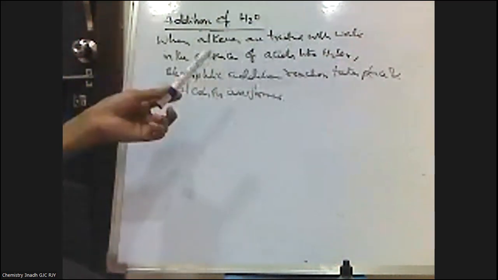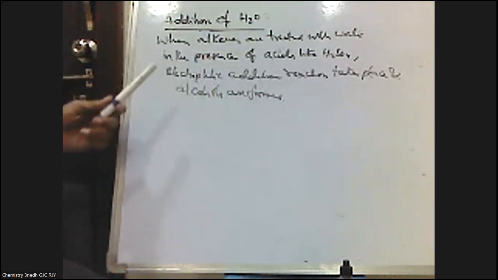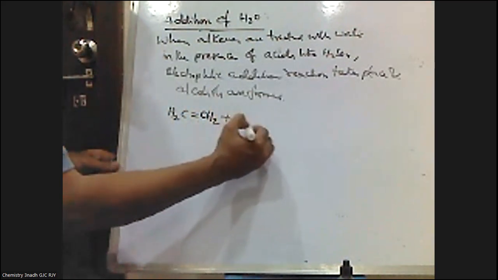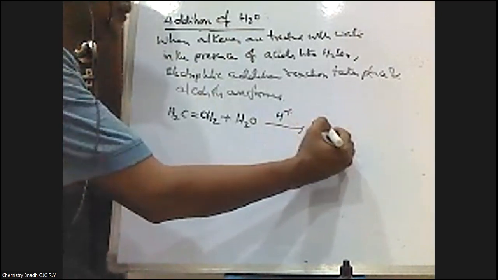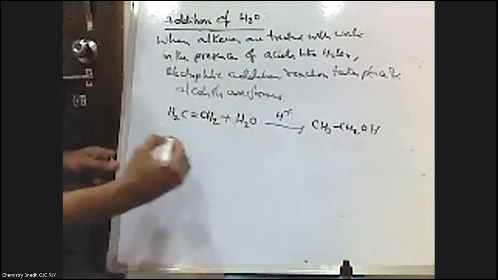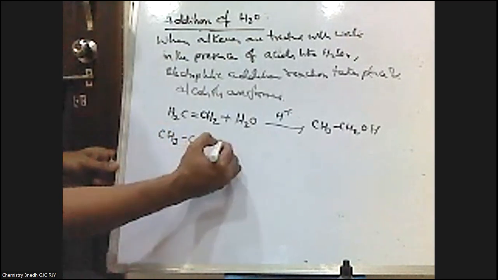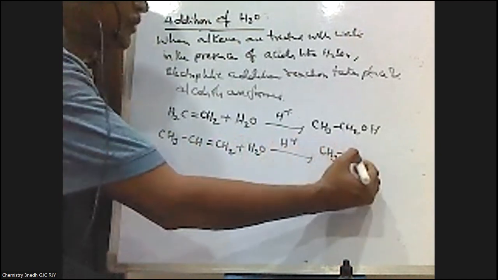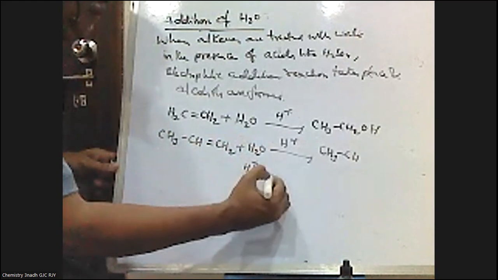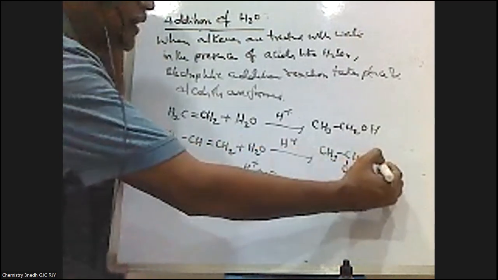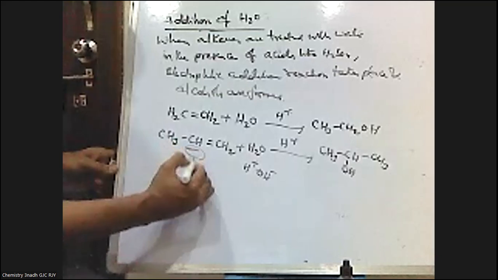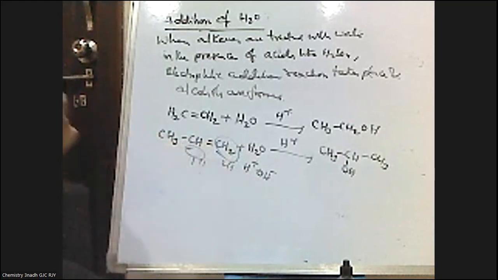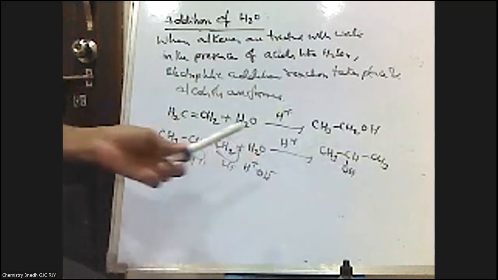If it is a symmetrical alkene, there is no question. If it is an unsymmetrical alkene, again here also the product will be formed according to the Markovnikov rule. So here also CH3, CH2. If it is an unsymmetrical alkene, what will we get? CH3. The positive part here is H plus and OH minus. The negative part attacks the carbon having less number of hydrogens. Here there is only one hydrogen, here we will have two hydrogens. That's why the negative part attacks the carbon having less number of hydrogens.